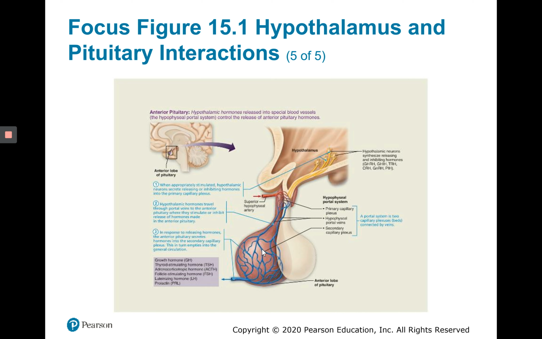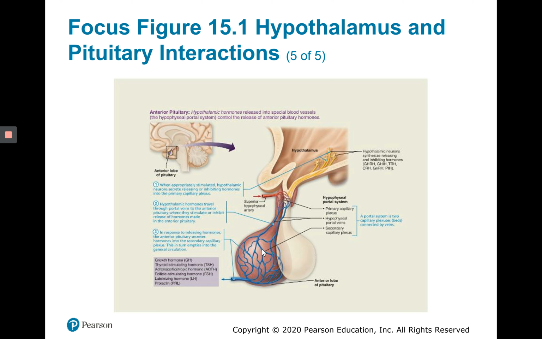So the inhibiting and releasing hormones from the hypothalamus would enter the primary capillary plexus, travel through the portal veins to the secondary capillary plexus, where they would cause the release of anterior pituitary gland hormones, and those anterior pituitary gland hormones would then enter the secondary capillary plexus and then eventually empty into general circulation.